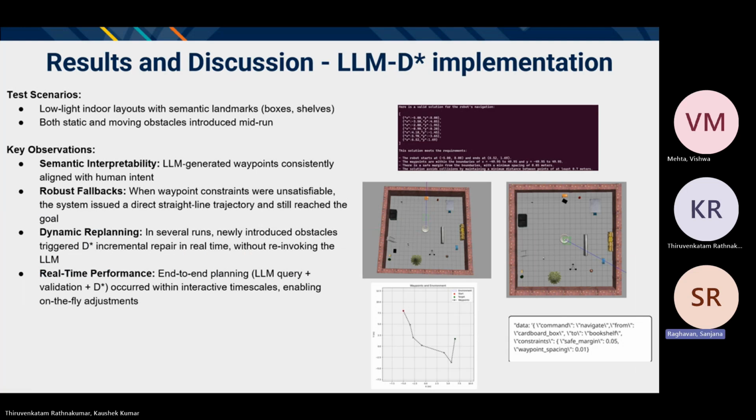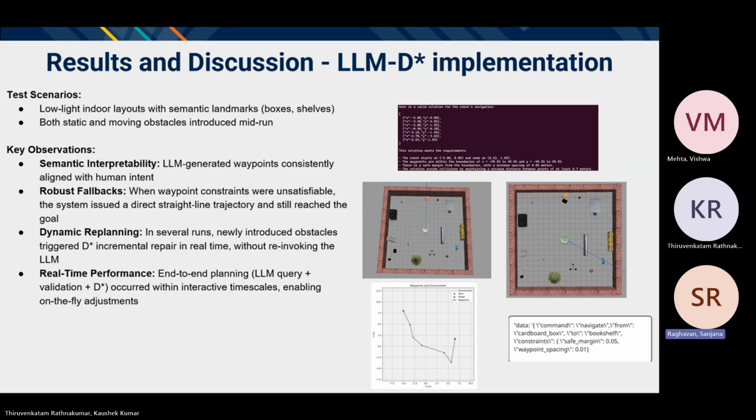Next slide. In our test runs, the LLM waypoint suggestions consistently matched the intended semantic routes, navigating correctly around scene elements to reach targets. When the LLM couldn't propose a multi-point path under tight constraints, it gracefully fell back to a direct straight-line instruction, and the robot still completed the task. We also observed that the D-star Lite component handled dynamic changes robustly, repairing segments on the fly without returning to the LLM. From an interaction standpoint, every full planning cycle felt responsive, supporting on-the-fly adjustments rather than long pauses.